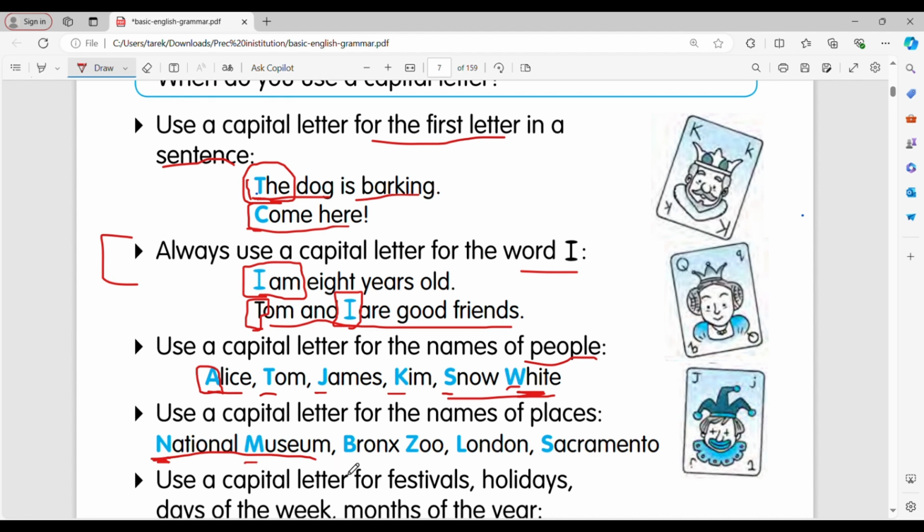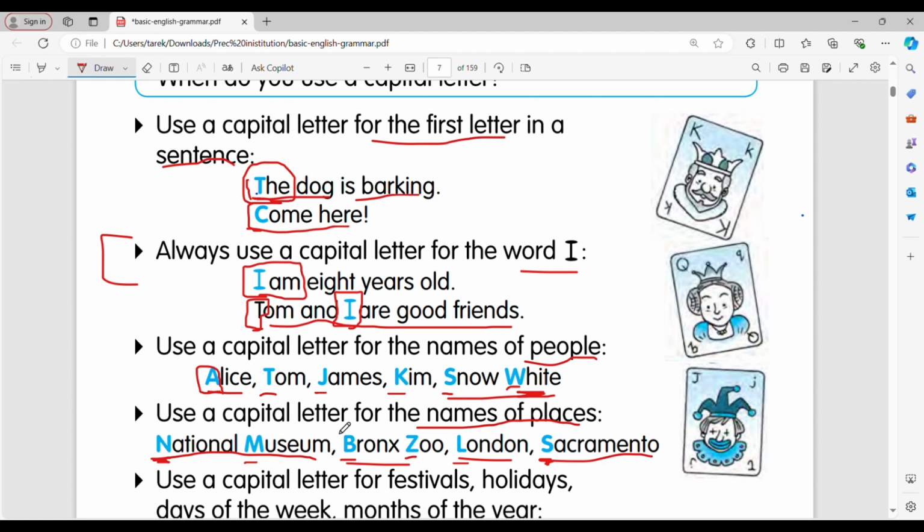Bronx Zoo. B is capital and Zoo is capital. Z in here is capital and B is capital. We have London. L is capital. Sacramento. S in here is capital. So we capitalized every letter for the names of places.